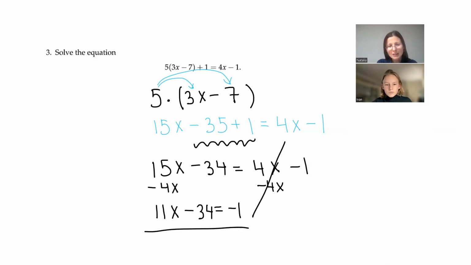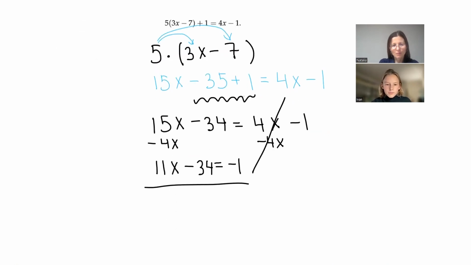All right. This is a much simpler equation. Let's go. The next step that we should do is move the negative 34 over to the side with the 1 so that the constants can be on one side of the equation. So constants will be together. We will add 34. It cancels here. And the right side is 34 minus 1, which is 33. That's convenient. 11x is equal to 33.